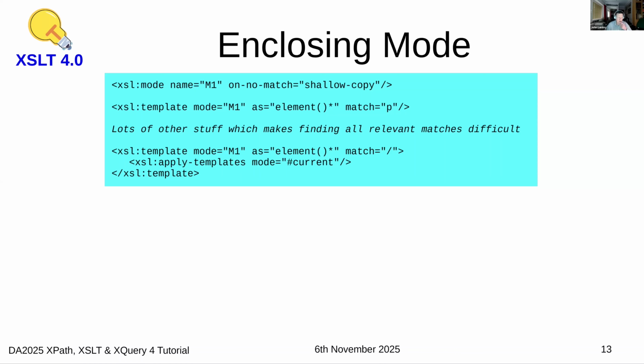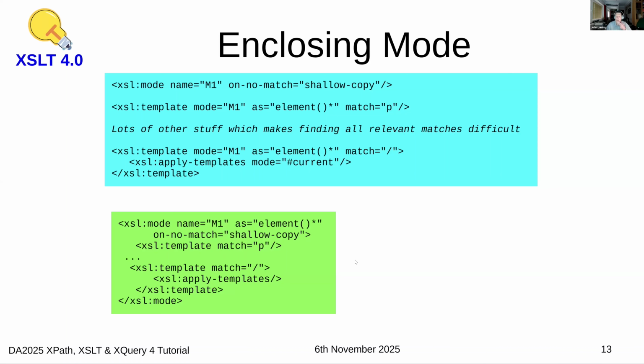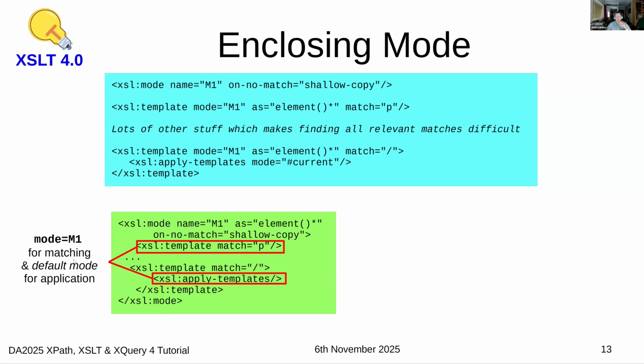So what we're doing is something that was thought about in 3.1 and 3.0, but didn't make the cut, is that we can put templates inside a mode. And what happens is that the mode becomes the mode for matching, and in fact it's the only mode for matching. You can't put a mode in there, and it becomes the default mode for applying templates. So it basically makes a sort of micro package for the templates. And there are some implications.